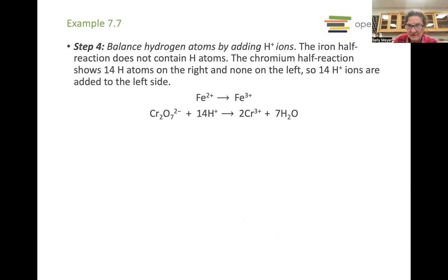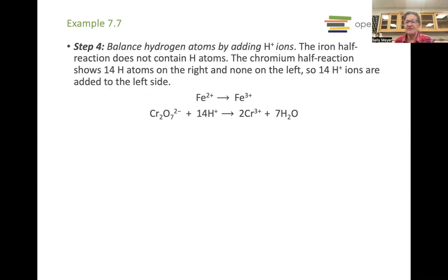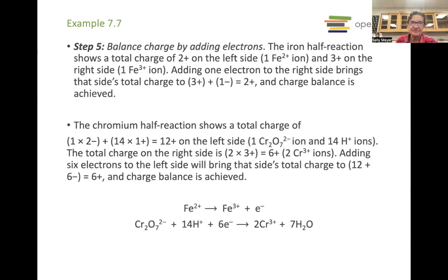So when we look back here, you can see on the left-hand side for the dichromate, you have no hydrogens, but on the product side, you have 7 times 2, so you have 14 hydrogens. That means that you have to add 14 H plus to the reactant side in order to get all the hydrogen atoms balanced. Now we're going to balance the charge.